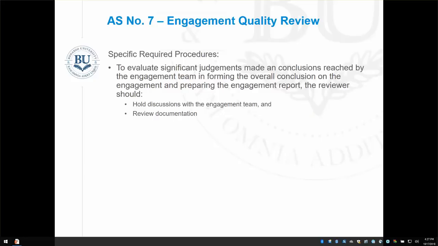So as we talked about earlier, you're looking at the significant judgments and conclusions that support the overall engagement report. And you do this not only through reviewing the documentation, but you're going to hold discussions with the team. You're going to be part of that overall planning meeting. You will sit through that. You'll look at the risk assessment as part of that overall process, just to ensure that the audit is being done in accordance with the overall PCAOB standards.